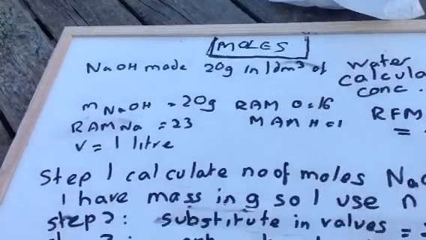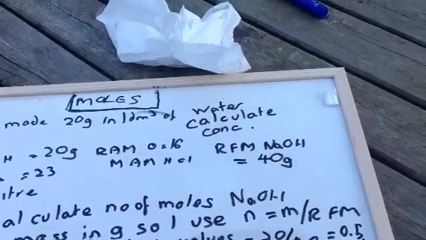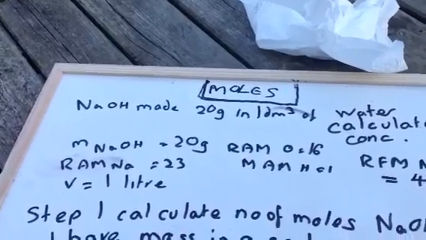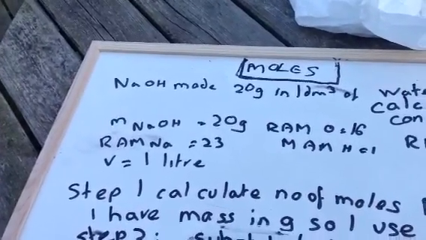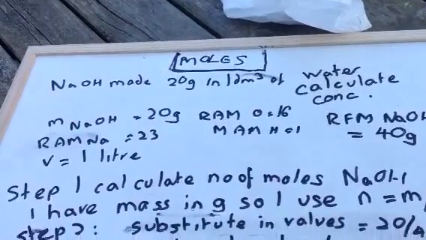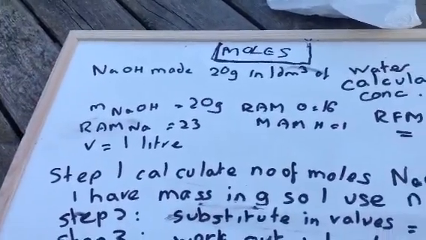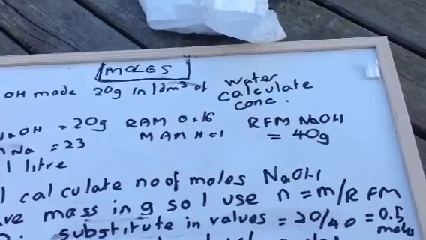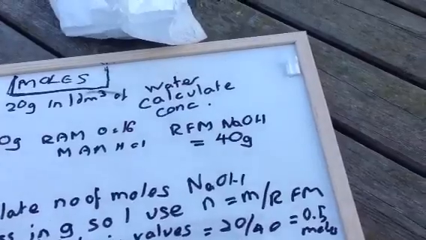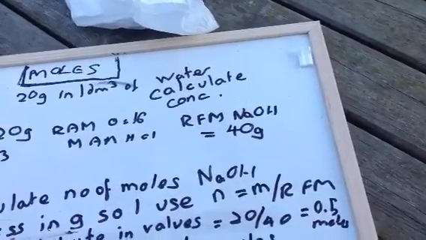So my first step is to calculate the number of moles of sodium hydroxide. Okay, so I need to know which equation I'm going to use. Well, I have mass in the question, so therefore I'm going to use n equals m over RFM. Okay, then step 2 is to substitute in the values that I have, which gives me 20 as the mass, 40 as the RFM, which gives me a value of 0.5 moles.